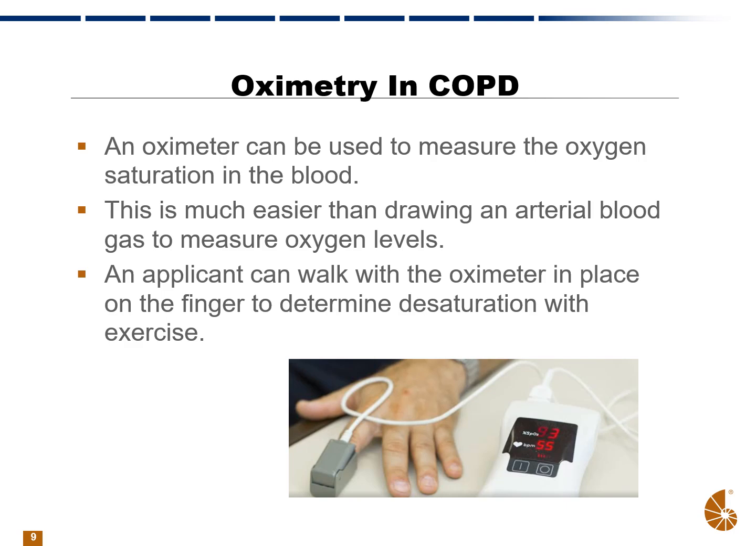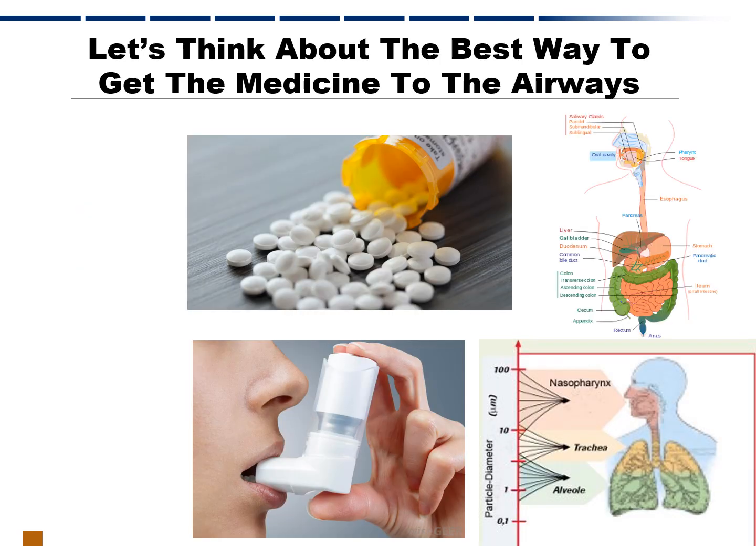One of the features which is available now is oximetry. So a little device is clipped on the finger, and it'll tell us the saturation of oxygen in the blood. And it's much easier than what we used to have to do, which was draw an arterial blood gas, stick a needle in somebody's artery in their arm, withdraw blood, and then take it to the lab to measure the oxygen levels. This somebody can actually clip on and then walk around with it, and we can determine the level of their oxygen even when they exercise.